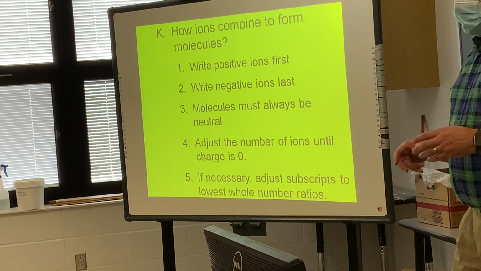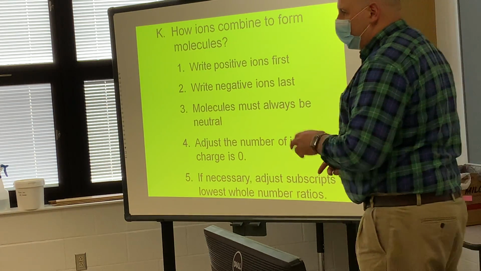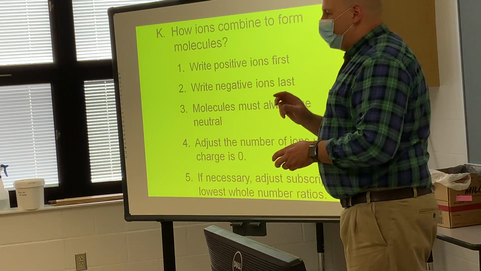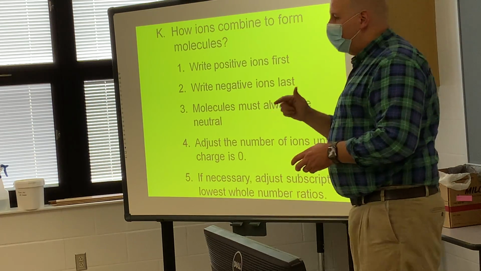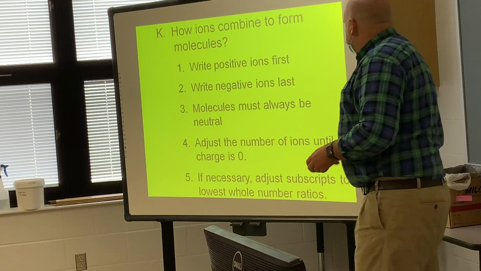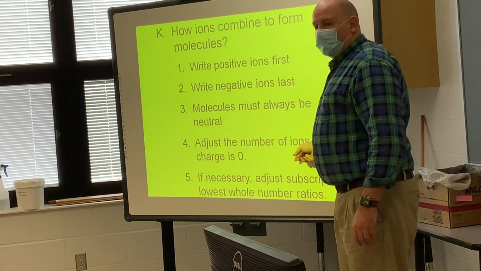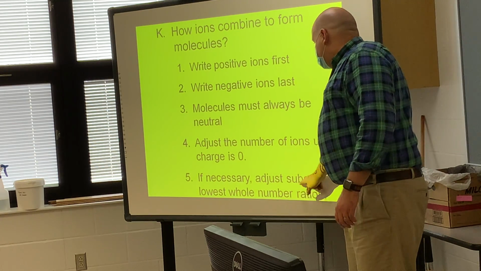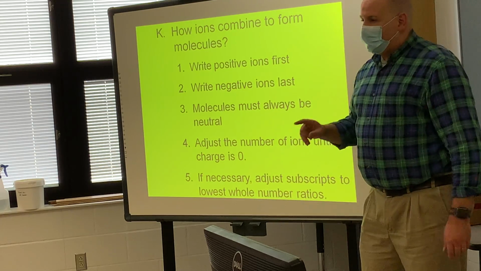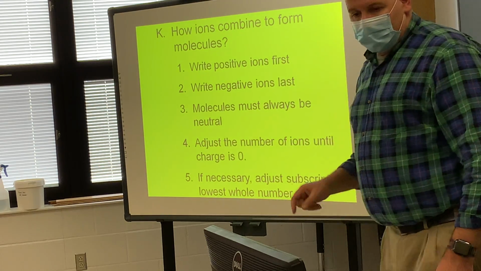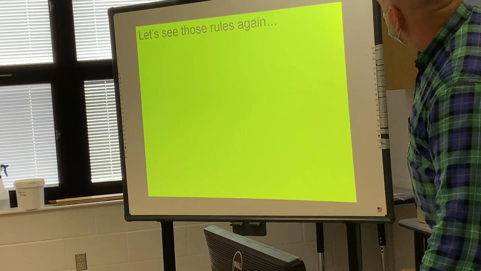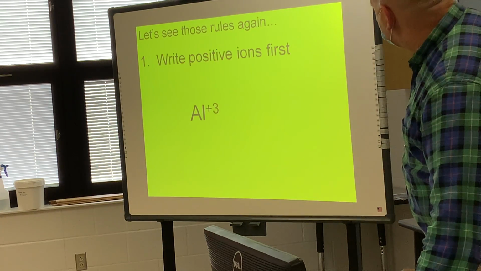Molecules are neutral. You have to make the charges balance out. You cannot change the charge itself, but what you can do is change how many of each ion you have. So you adjust the number of ions until finally the charge is 0. This last rule is also important: you want to make sure the subscripts are always the smallest whole number ratios. Okay? Let's see those rules again.